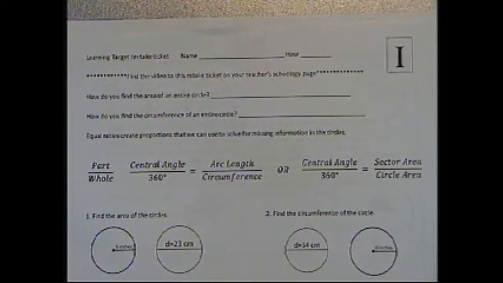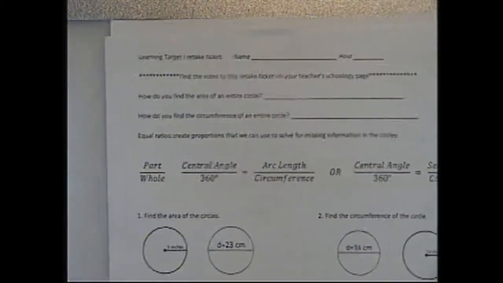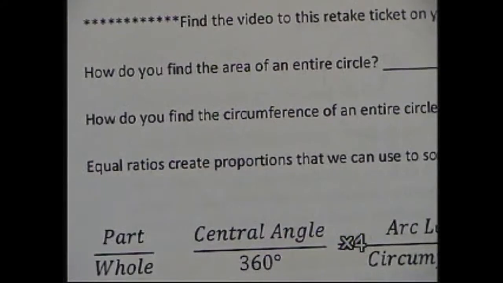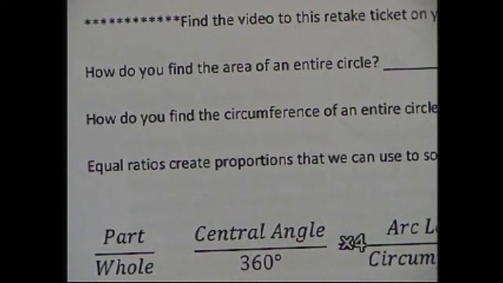We're looking at learning target I, finding area and circumference of both entire circles and portions of the circles. In order to find the area of just a slice of the circle, we first need to focus on finding the area of the entire circle. So we'll take a look at these first few questions here.